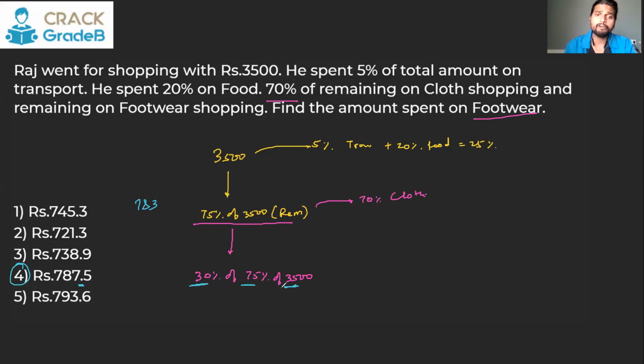Why is it the 7's and 3's multiple? Because 30% of 75% of 3500, the 0000 will get cancelled from here. From here, we can say it is 3 by 4. So these 3 stays. That's why the answer should be a multiple of 3. And 35 also stays. 35 is a multiple of 7. There is nothing in the denominator to cancel out that 7 in the 35. So the answer has to be a multiple of 7 as well. Or you can just solve this. The answer is going to be 787.5.